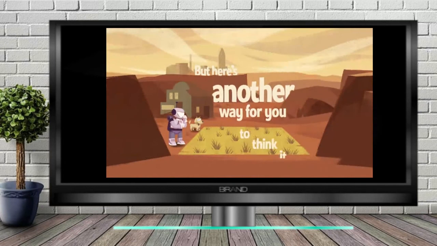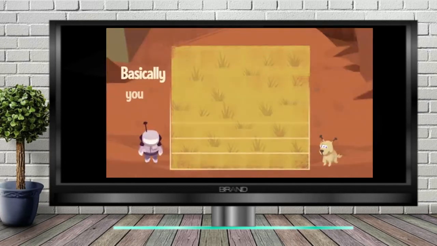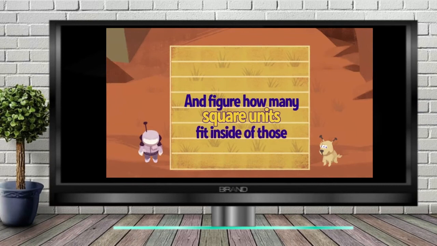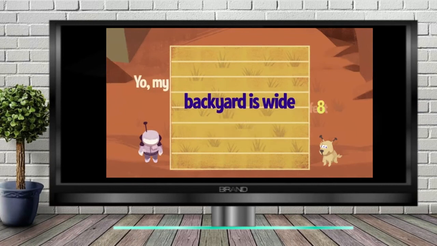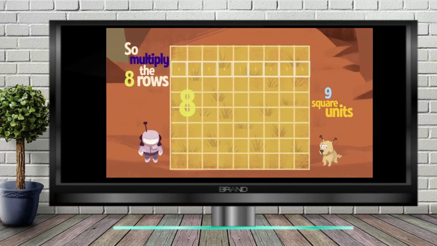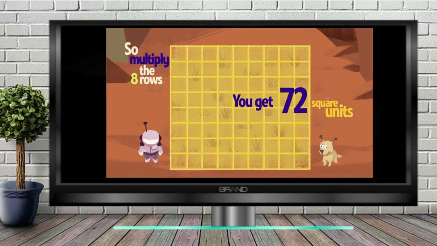But here's another way for you to think it through. Basically, you take the rows and figure how many square units fit inside of those. Yo, my backyard is wide, 8 feet. So that's 8 rows with 9 square units in each. So multiply the 8 rows by the 9 square units, you get 72.